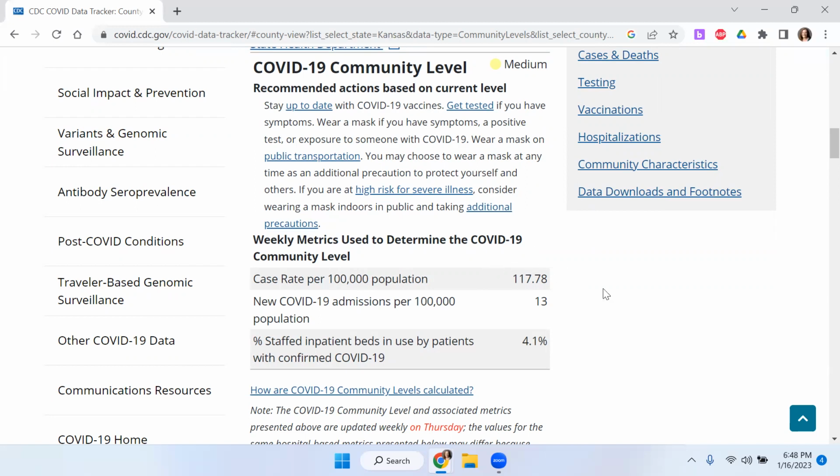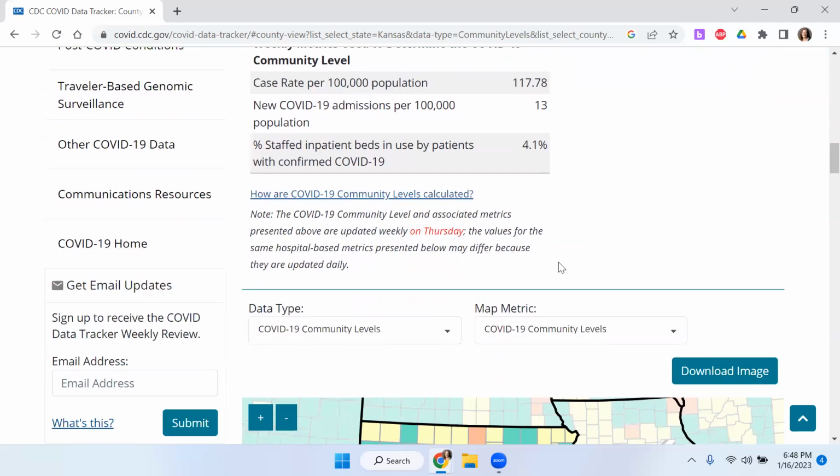So that is the number you probably care about, because that tells you when I go out in public and I'm mingling out in public, I'm at the grocery store, my kids are going to school, how much COVID is out in my community. That is what you got right there.